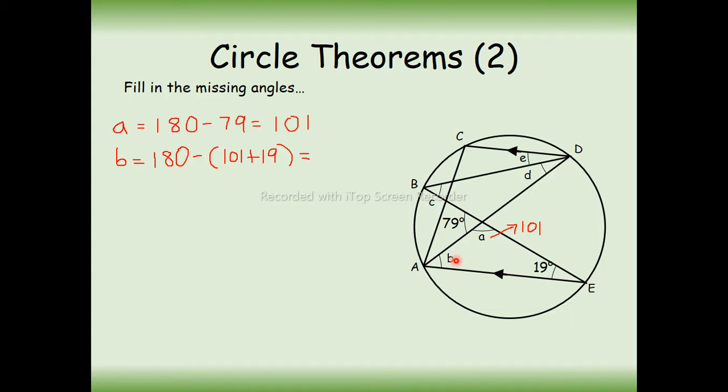A1? B is 160, right? B is what? 160. Not 160, it can't be 160. It's what? 60. 60. Okay, I got all my answers.